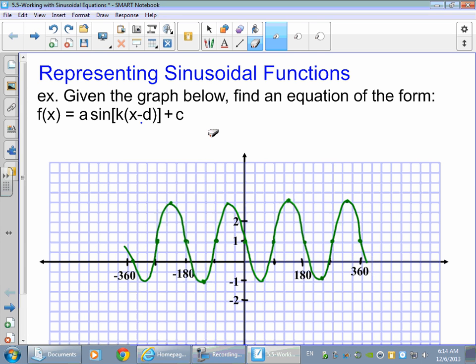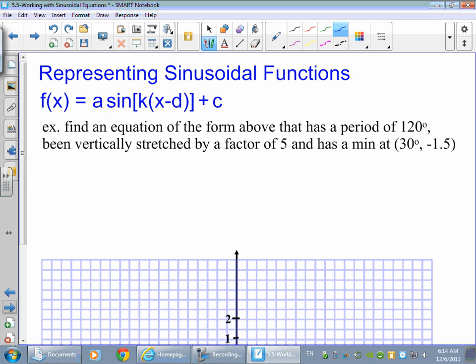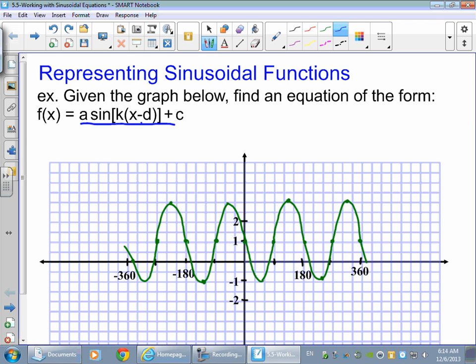Okay, welcome back. Today we'll be representing sinusoidal functions, rewriting equations in the form shown here from information given to us, whether it's in graphical form, the first example I do, or later on in a wordy form. Part of our job will be to figure out what we're being told from the given information and how it helps us establish A, K, D, and C. At the end, we want those things to be filled in with numeric values.